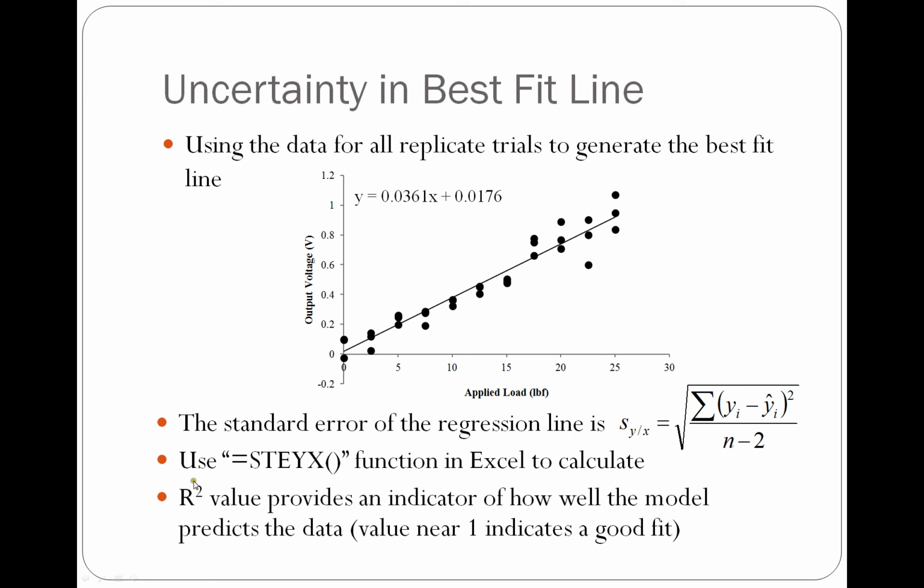Okay, something that you're probably familiar with from Excel is seeing this r² value, and the r² value provides an indicator of how well the model predicts the data, but it is not a statement of the standard error, or it's not a quantification of how much error or uncertainty exists between the best fit line and the data points. Okay, so even though it tells us how well things fit, it doesn't tell us anything about what the variation is in the output voltage about the best fit line.